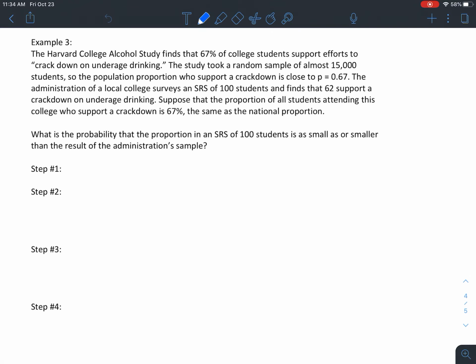Okay, so in example 3, it says the Harvard College Alcohol Study finds that 67% of college students, that's what our population is here, support efforts to crack down on underage drinking. The study took a random sample of almost 15,000 students, so the population proportion who support a crackdown is close to 0.67. So they're giving us here that the population proportion, this is the P, not the p-hat, is 67%. I'm going to just put that right here. That's going to be our parameter.